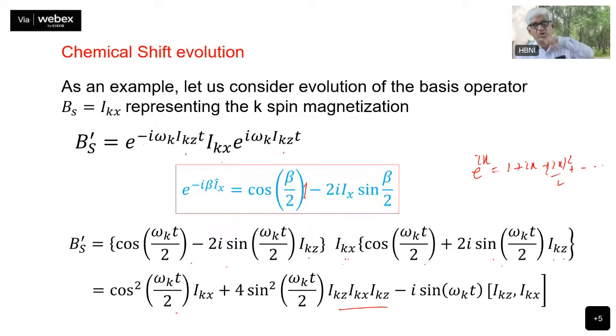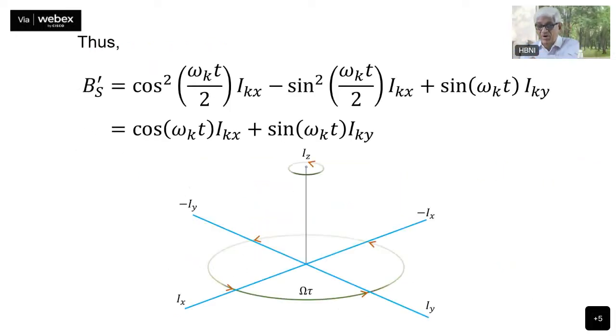Okay, there is a cyclic rule here. So the Kz, Kx commutator is equal to minus iKy. Okay, so the minus iKy into minus iKy, so you get here plus iKy and sine omega kt. See, therefore, you see the formula became very simple.